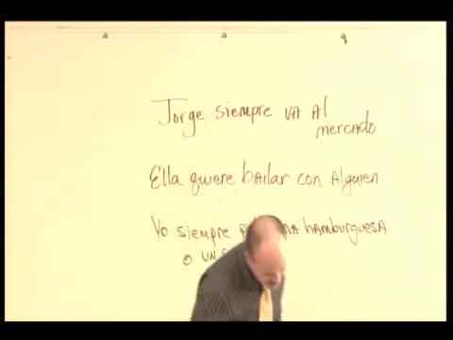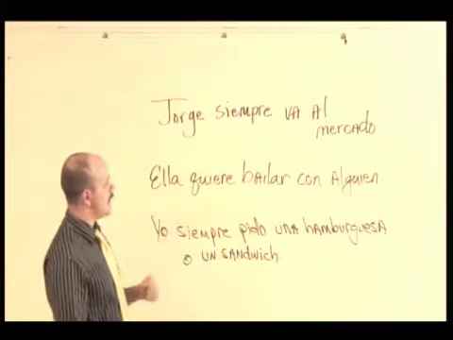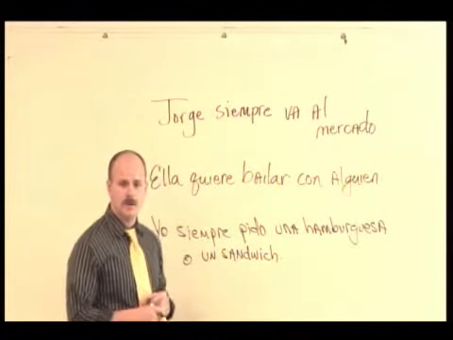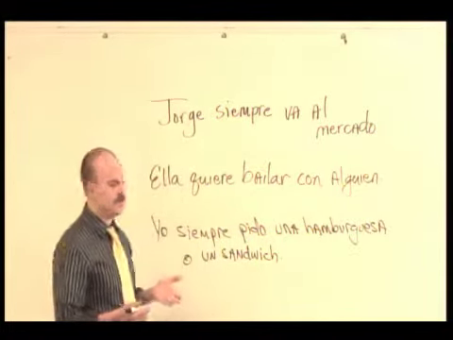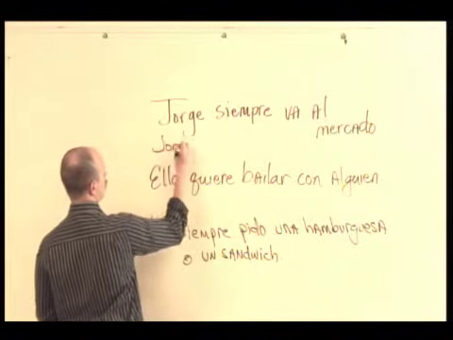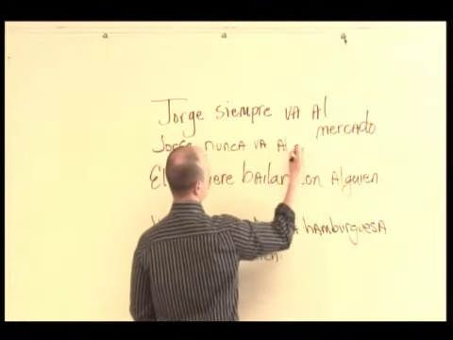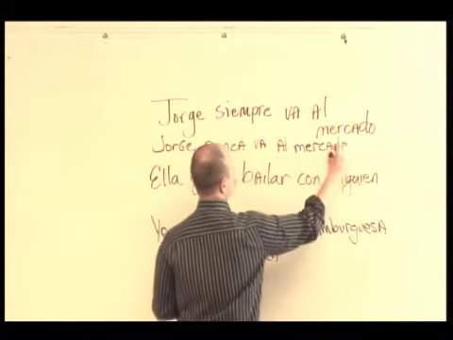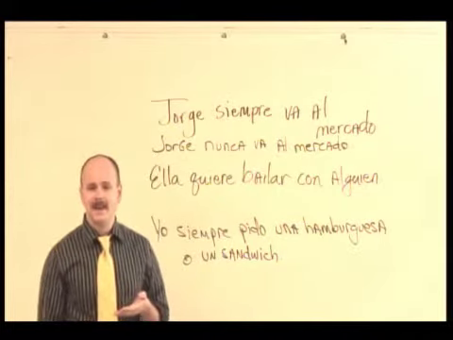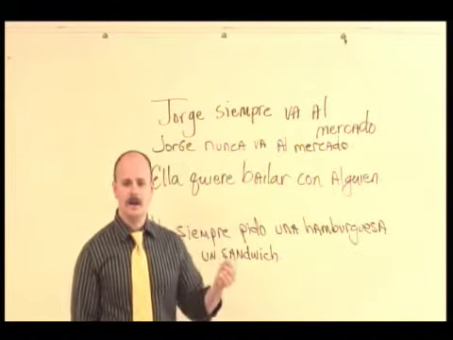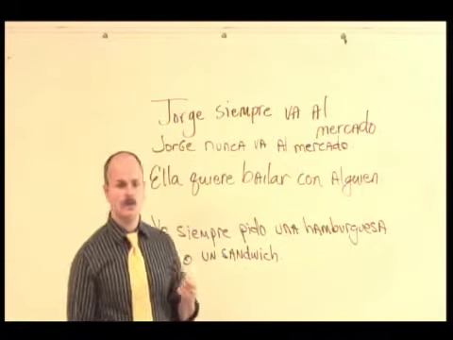So, if we wanted to make these sentences negative, Jorge siempre va al mercado. Jorge always goes to the market. So now we want to say Jorge never goes to the market. Our easiest way to do this is to just say Jorge nunca va al mercado. If I wanted to, I could start the sentence with a no and put the nunca at the end and say Jorge no va al mercado nunca. So Jorge nunca va al mercado, or Jorge no va al mercado nunca.